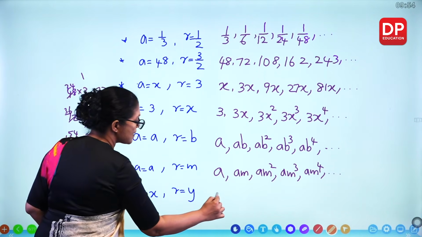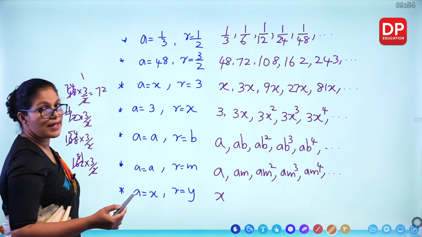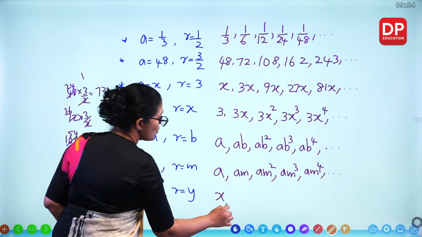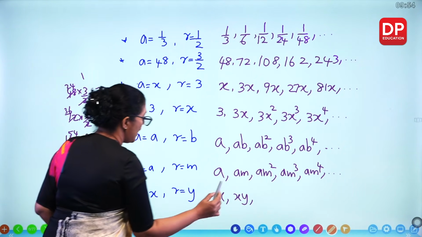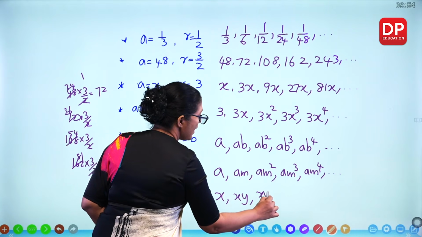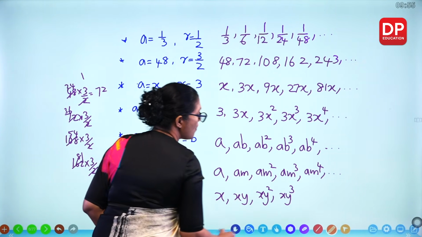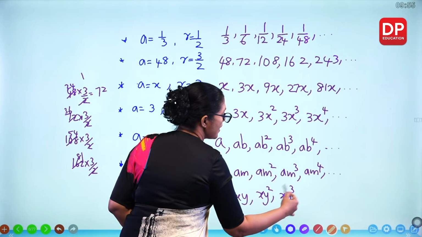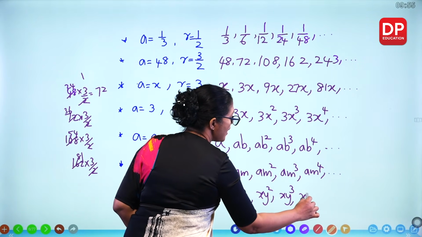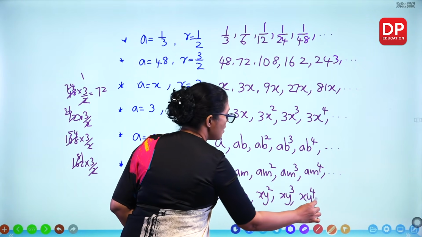This one, starting from a, the common ratio is m. a times m, am. am times m, am squared. am squared times m, am cubed. am cubed times m, am to the power 4. Starting from x, the common ratio is y. x times y, xy. xy times y, xy squared. xy squared times y, xy to the power 3. And again, when you multiply by y, you get xy to the power 4.